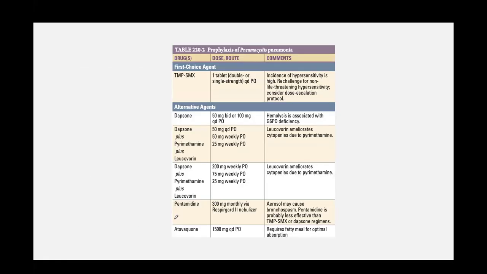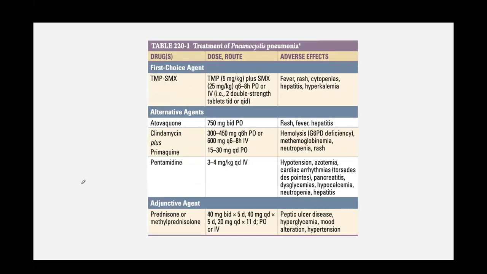This is the prophylaxis for Pneumocystis pneumonia as per Harrison's. First choice is trimethoprim-sulfamethoxazole, 1 tablet, double or single strength, QD per oral. Alternative agents are your dapsone plus pyrimethamine with leucovorin rescue, with 2 different dosages. Pentamidine can be given, atovaquone can be given. All right. This is the treatment.